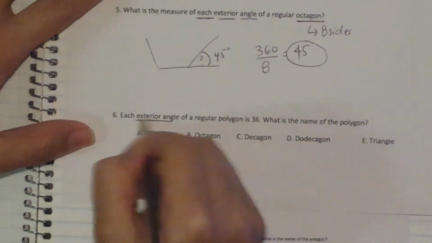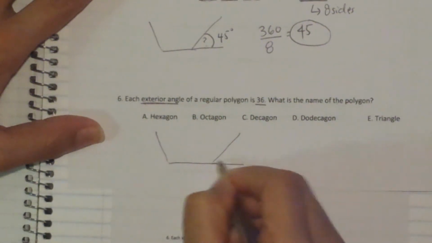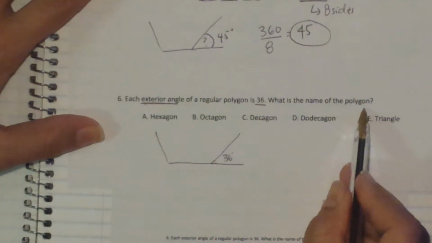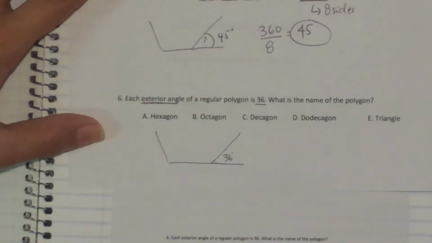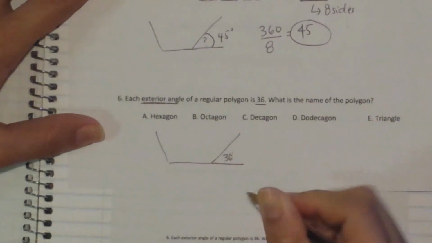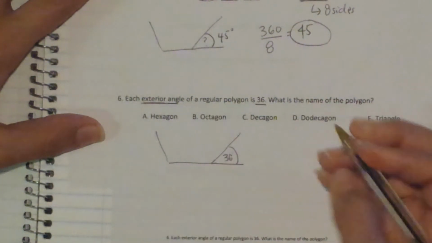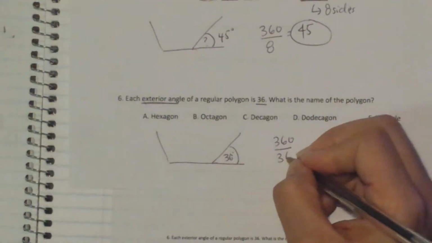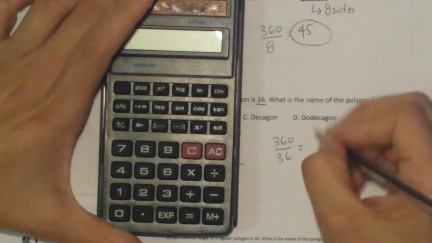All right, last question. Each exterior angle is 36. So again, let's draw my little picture. Each exterior is 36. Okay, what is the name of the polygon? Again, we don't know the sides, so remember, because we don't know the sides, we're going to have to work backwards. If the outside is 36, remember, all of them add up to 360. So how many 36s are going to go into 360? 360 divided by 36 is 10.